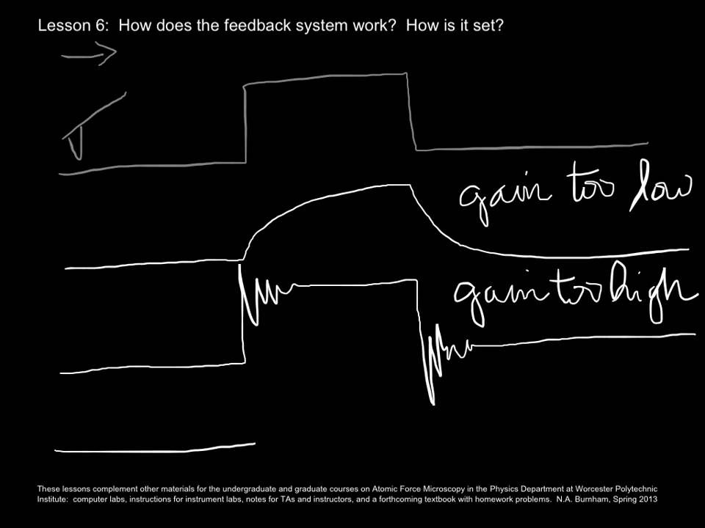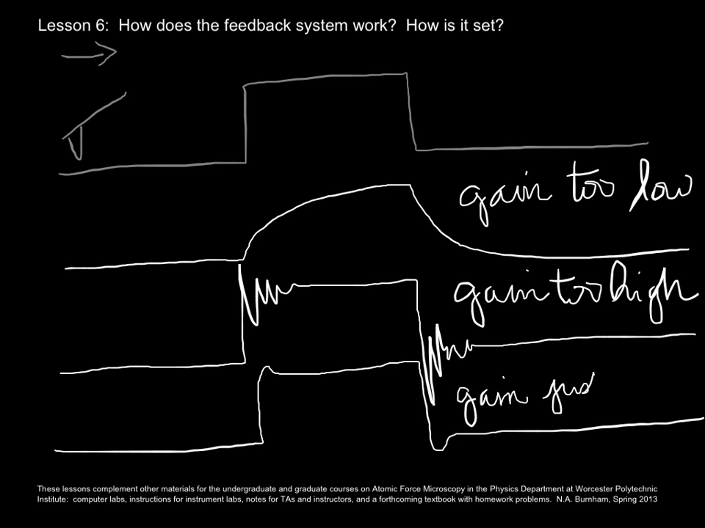The best you can do is to have just a little bit of overshoot. It's unfortunate but true that you can never set a feedback circuit exactly perfectly. There's always a little bit of error, and the reason is you need to have a change in error signal in order to give you a change in the Z scanner.